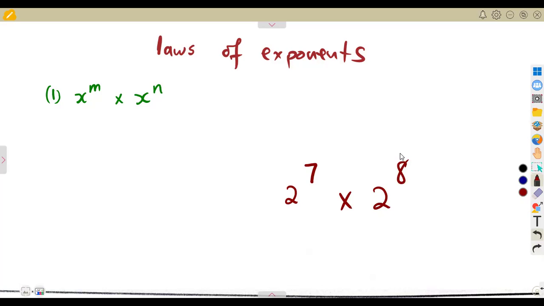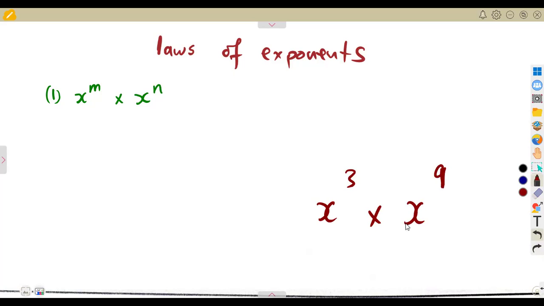You can actually be working with bigger values where you simply need to apply the laws to simplify that, or maybe you're working with letters where you have x to the exponent of 3 and x to the exponent of 9 being multiplied together. There you're going to need the laws because the bases are the same. So if the bases are the same and you are multiplying them, you are going to add the exponents.